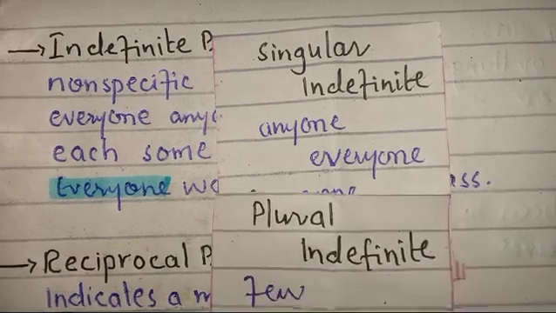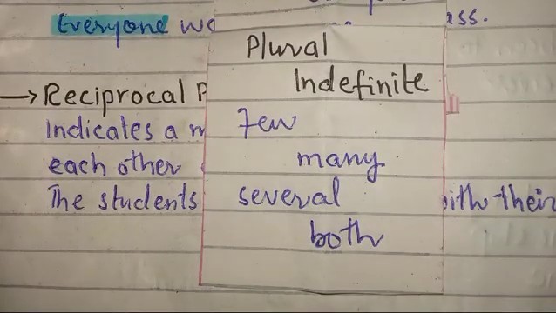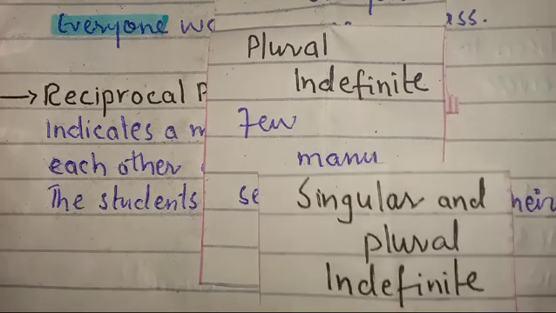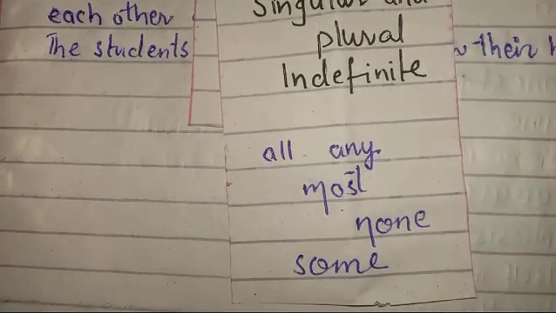Then there is plural indefinite pronoun. Plural indefinite pronoun means these are those pronouns with which our verb will be plural. Then there is singular and plural indefinite pronoun. It means these are those pronouns in which we have to use both verbs, singular as well as plural.